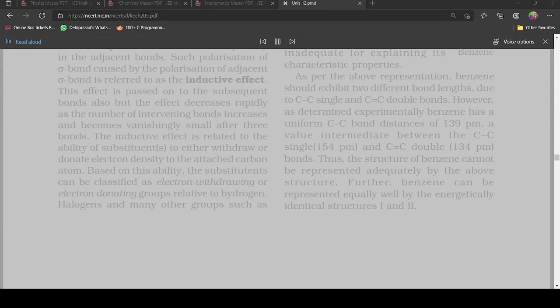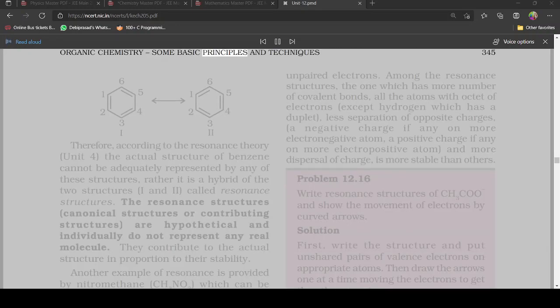Organic chemistry, some basic principles and techniques 345. Therefore, according to the resonance theory, the actual structure of benzene cannot be adequately represented by any of these structures, rather it is a hybrid of the two structures, I and II, called resonance structures. The resonance structures, canonical structures or contributing structures, are hypothetical and individually do not represent any real molecule. They contribute to the actual structure in proportion to their stability.